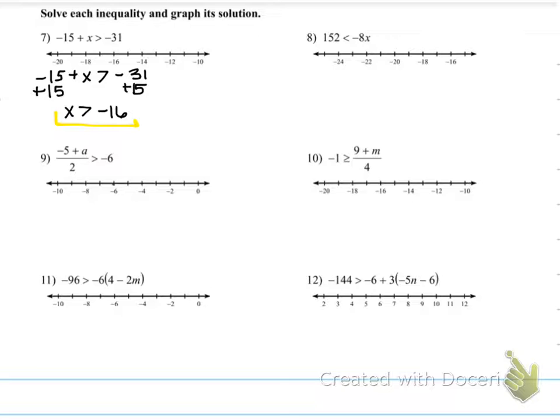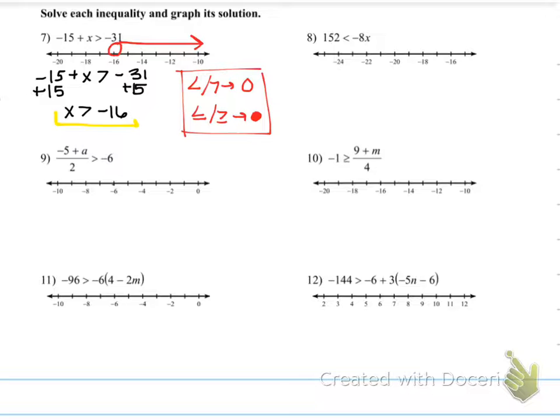To graph it, we're going to start with a circle at the number. But remember, here's a quick note on the side. If it's a greater than or a less than, you've got an open circle. But if it has that equal to under it, that means we have a closed circle. For this problem, we just have a greater than, so we're going to have an open circle at negative 16. And then we can see that it's pointing towards x, meaning x is bigger than negative 16. So you want your arrow to go over numbers that are bigger than negative 16.